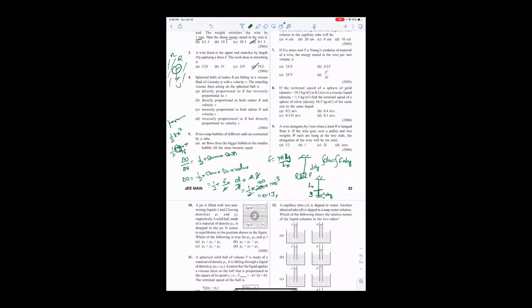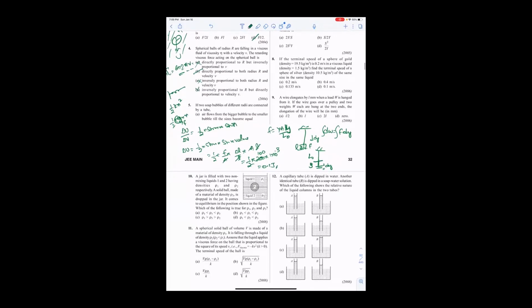The retarding force is asking proportionality. So the viscous drag, F viscous, is 6 pi eta R V. If you remember, this is 6 pi eta R V. Directly proportional to R, but inversely, wrong. Inversely proportional to both, wrong. So it is directly proportional to eta, R and V. If viscosity is more, viscous drag will be more. If the radius of the ball is bigger, like if you are dropping a small ball and another heavy ball of larger radius, again viscous drag will be more. If the ball is moving faster, viscous drag will be more.